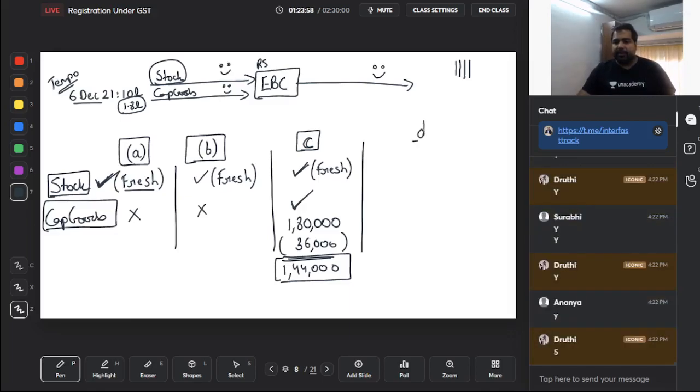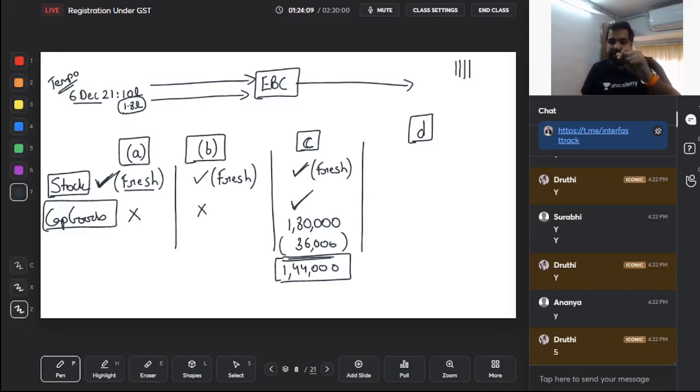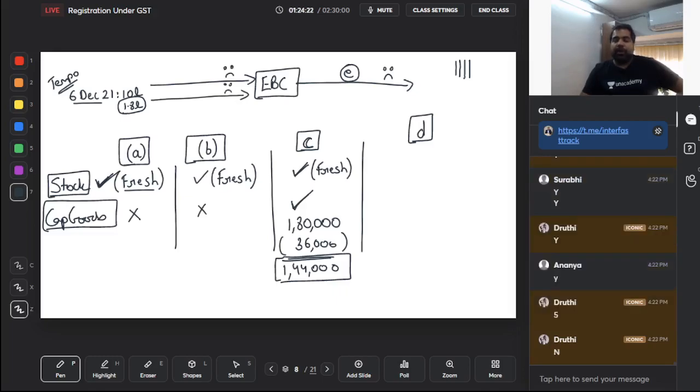And last is D, guys. Earlier, your supply was exempt. Electric bikes, let's say through notification or exempt supply, they were exempt. As in exempt supply, is the government going to be happy? No. So will they give you credit on capital goods or on stock, etc.? No. But today only the notification came out that now your goods are going to be taxable. Guys, in that case, is the government going to be happy now? Yes. Will they give you credit, guys? Yes, they will give you credit.